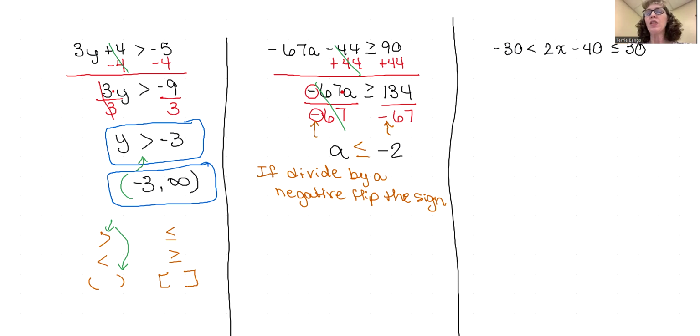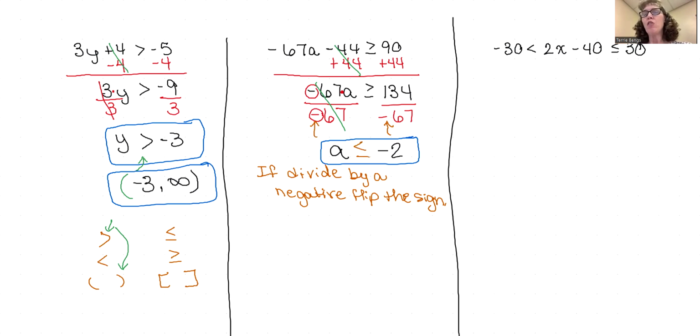And now we have our inequality. Now, if you'll notice on the first one, there was a negative 9 divided by 3. Yes, there was a negative involved, but it wasn't on the bottom, right? We weren't dividing by it. So that's why we didn't flip the sign. But this time, the negative was on the bottom, and so we're flipping the sign.